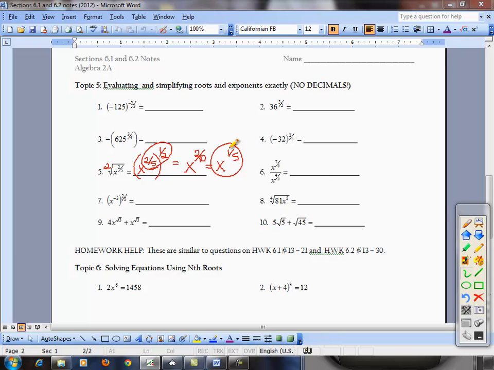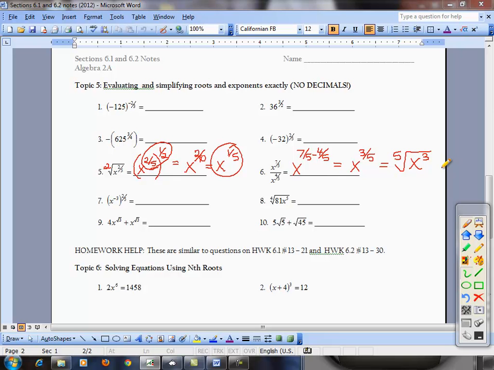Number 6, if we remember back to exponent rules, when we divide quotients, we subtract their exponents. So we're taking the 7/5 power minus the 4/5 power. And if we talk about common denominator, since the denominators are the same, we can subtract the numerators. So this is x to the 3/5. And when at all possible, we'd love for you to go back and say the 5th root of x cubed.